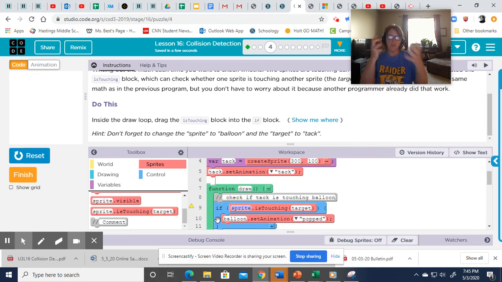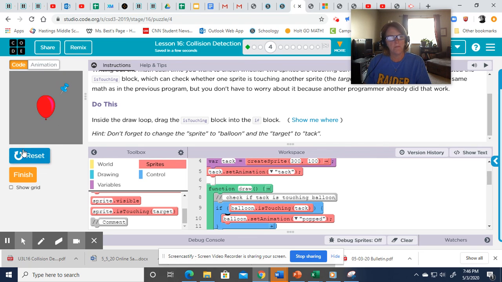Okay, so now we have to check what two things are going to be touching each other. So they're saying change sprite to balloon, and change target to tack. So that would be the other thing. Now, that one line has replaced all of this code that was in the last one. Let's run this. Looks the same. Play around with it, move it around, see what happens. There we go. Stop there, play around a little bit, and pick up the next video to take you from levels 5 through 7.